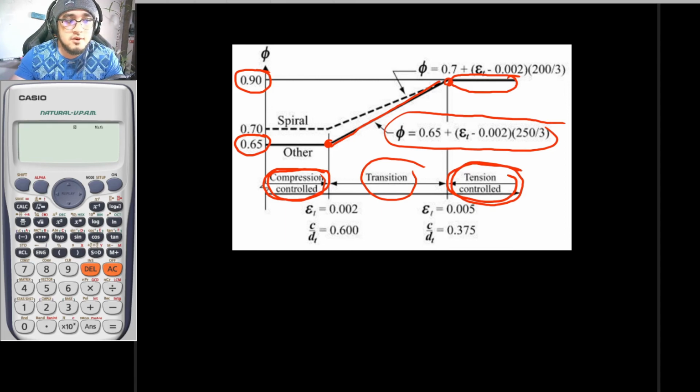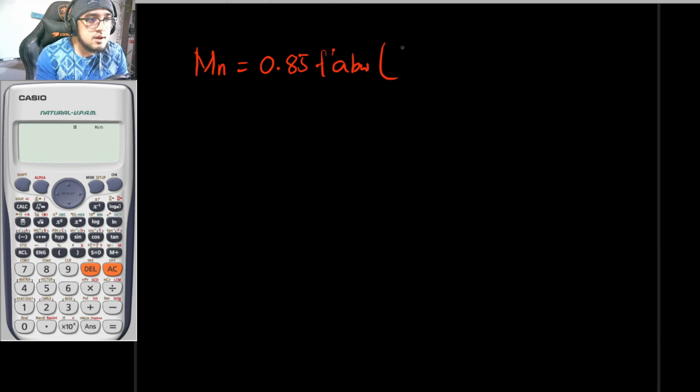And for the succeeding videos, I will be showing you an example on how we would be making use of all of them. Oh, by the way, guys, before ending, there is also a shortcut in solving for the value of our Mn. If you can remember, your Mn is equal to 0.85 fc' a bw times (d minus a over 2). So this is one equation. And another equation for your Mn is equal to As fy times (d minus a over 2).